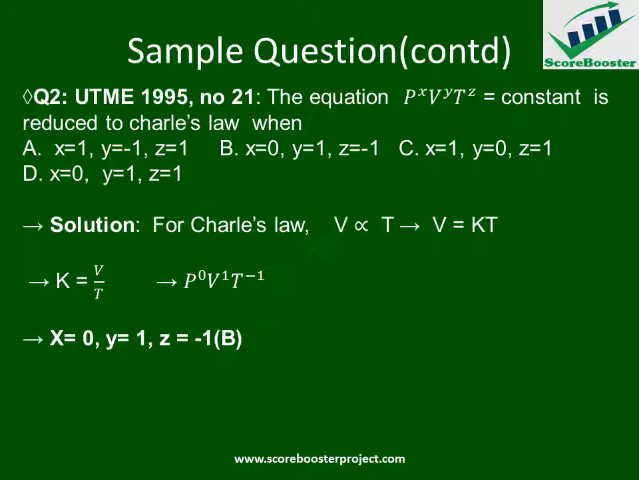So if we compare it with the general representation of dimension p raised to power x, phi raised to power y, and t raised to power z, that means our x is equal to 0, y will be 1, while z will be -1. X equals 0, y equals 1, z equals -1, making option B the correct answer for this particular question.